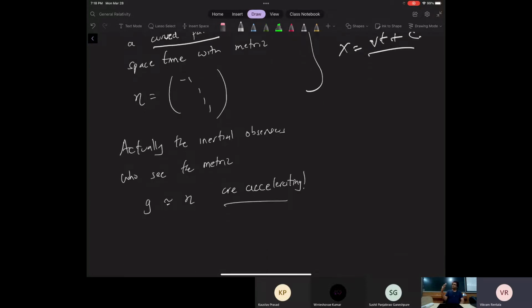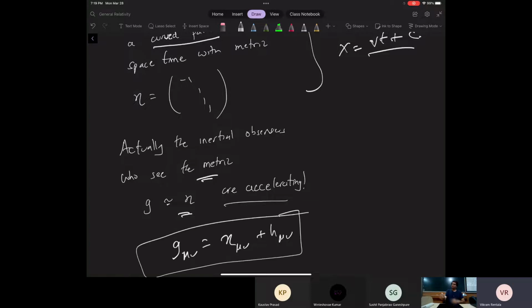So really, the observers who claim that the metric is eta, and not eta plus h mu nu, those observers are actually the accelerating observers. They are non-inertial observers. It's really the observers who are seeing the coordinate system in which you get this full metric. If you are freely falling in this system, where you see this metric, then you are what are called inertial observers.